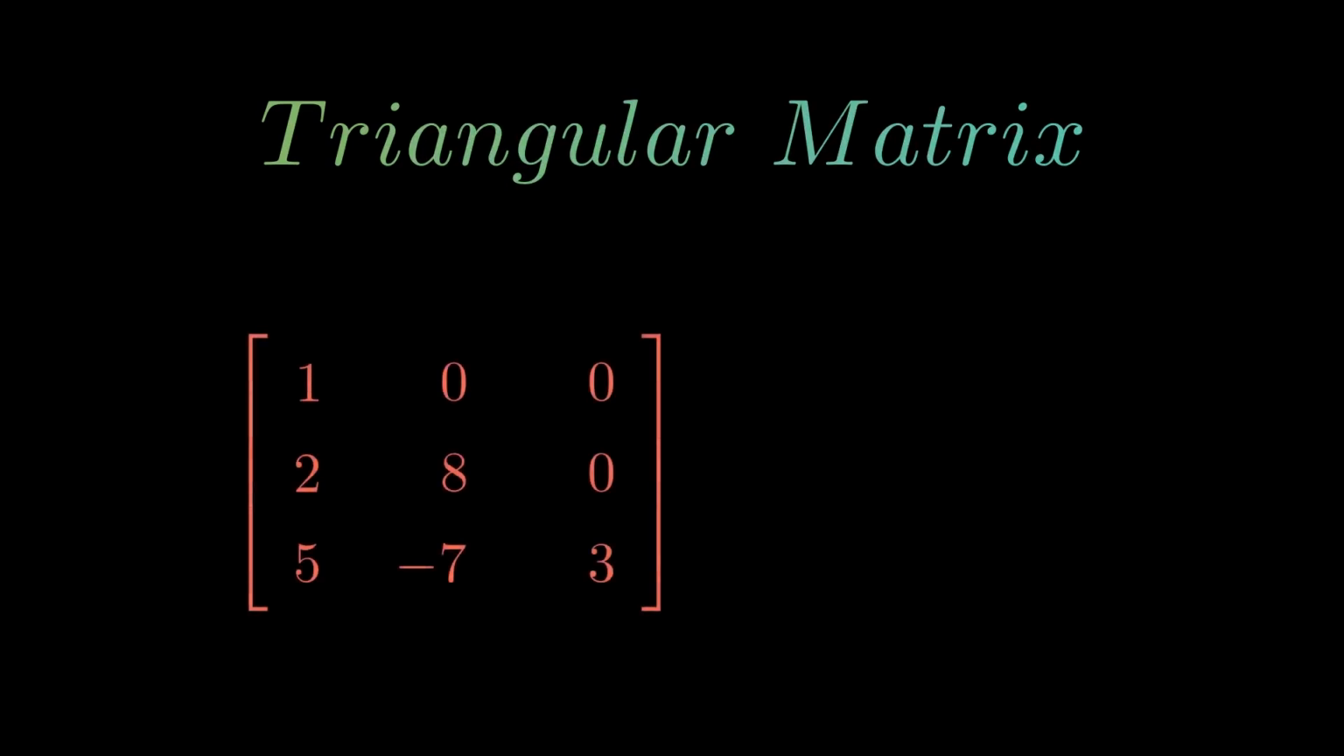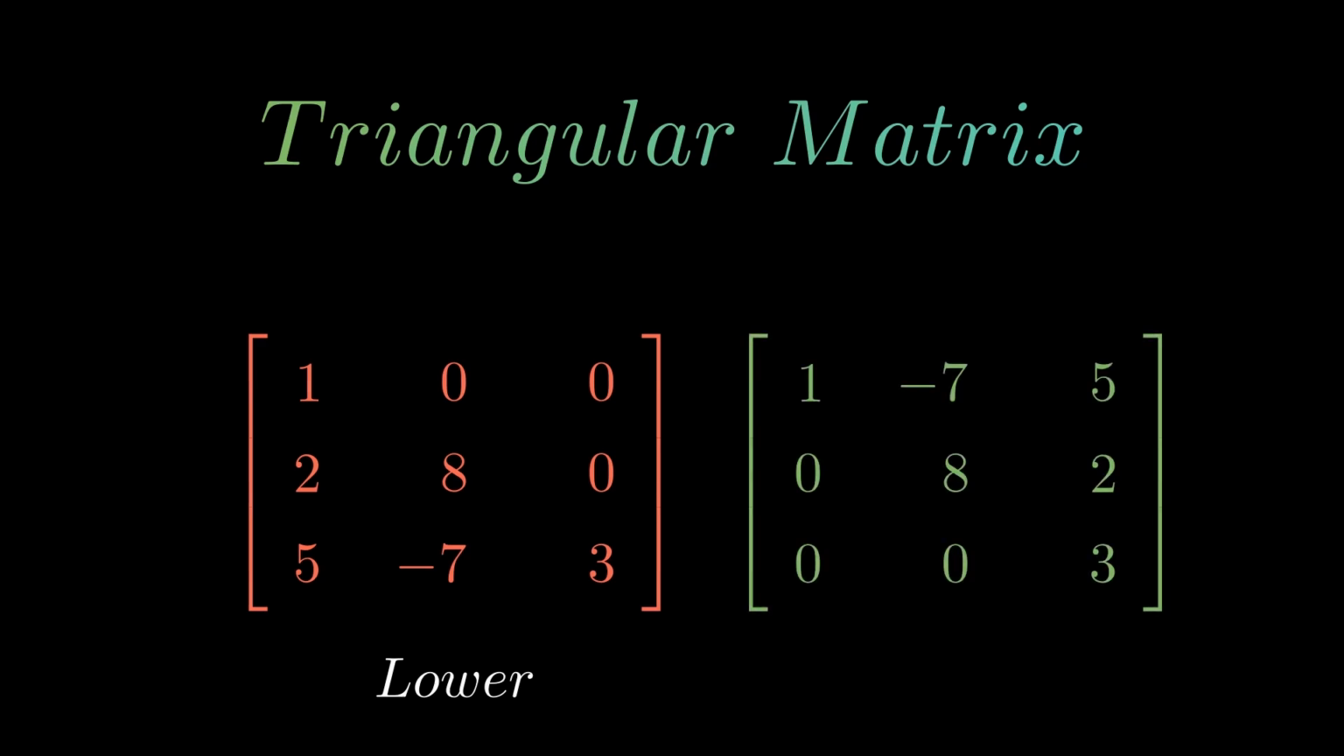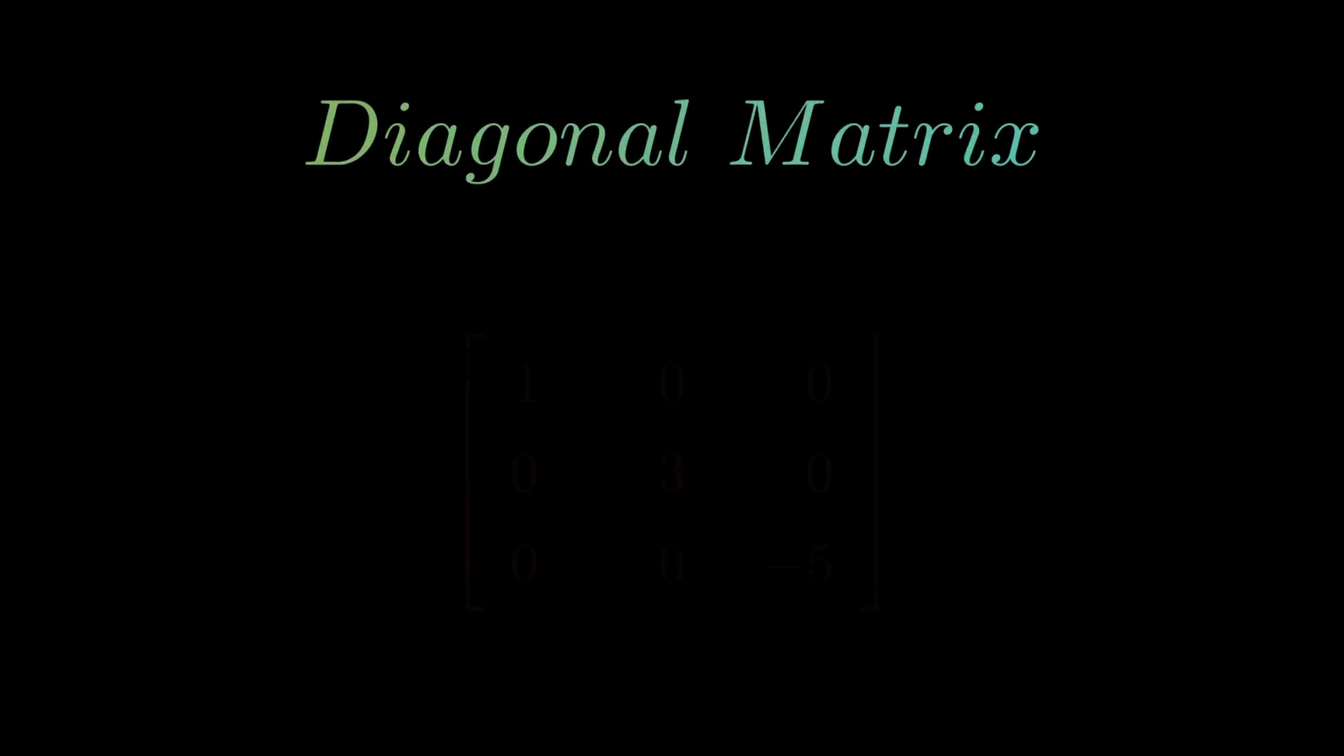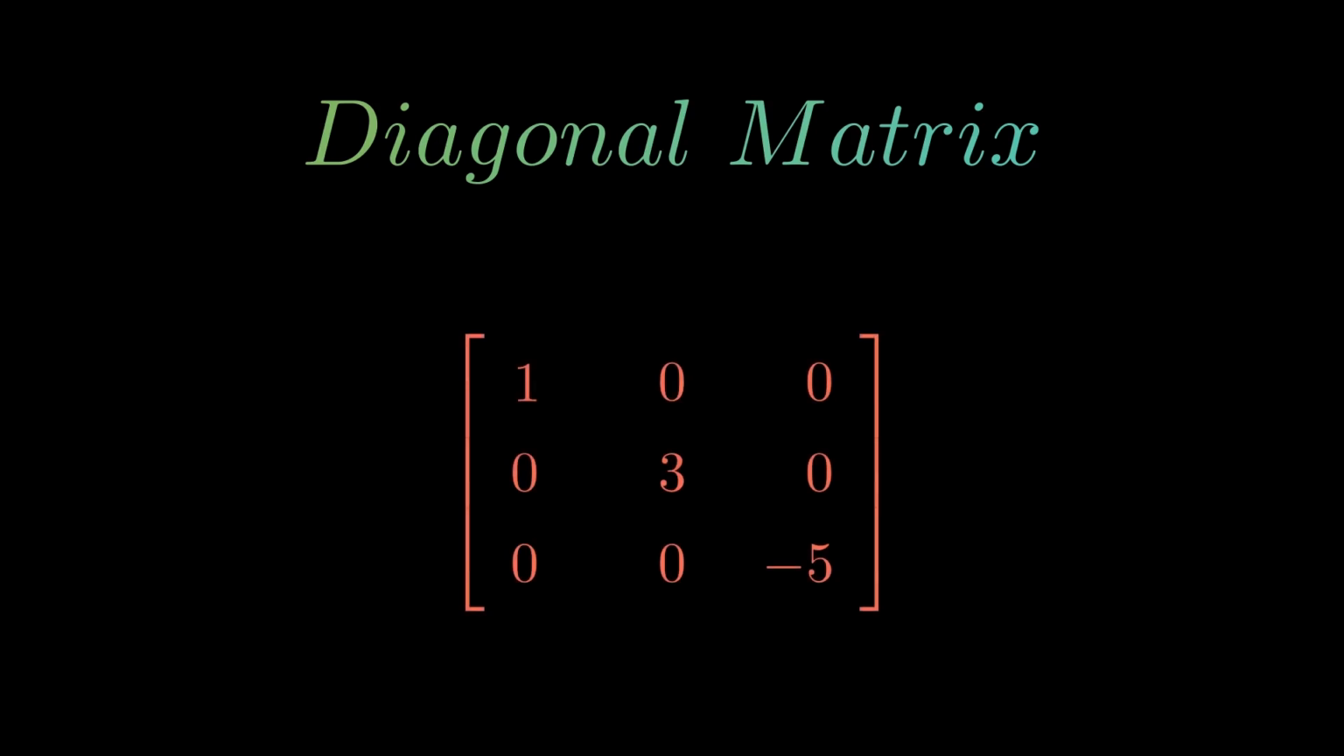A square matrix where all elements above the main diagonal are 0 is a lower triangular matrix, and on the other hand, a square matrix where all elements below the main diagonal are 0 is an upper triangular matrix. A diagonal matrix is one where all non-diagonal elements are 0. The identity matrix is actually a special type of diagonal matrix where all diagonal elements are 1.